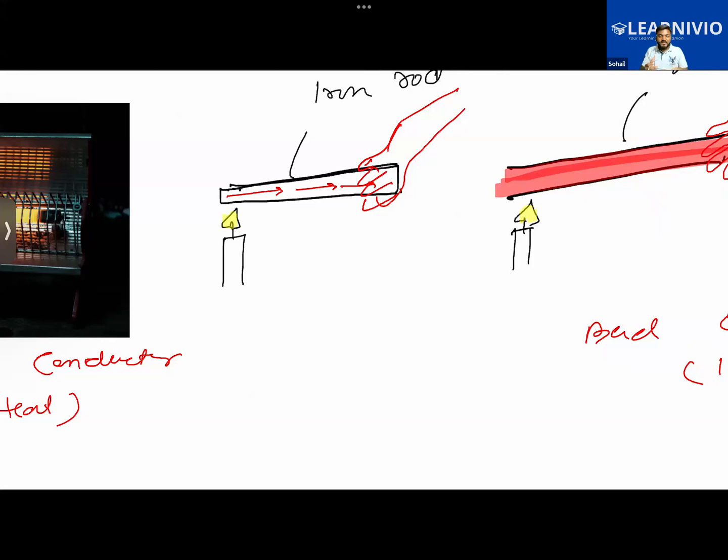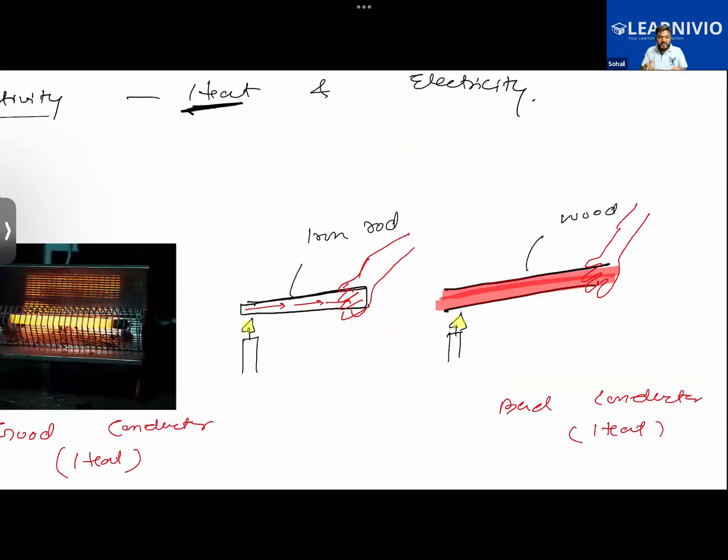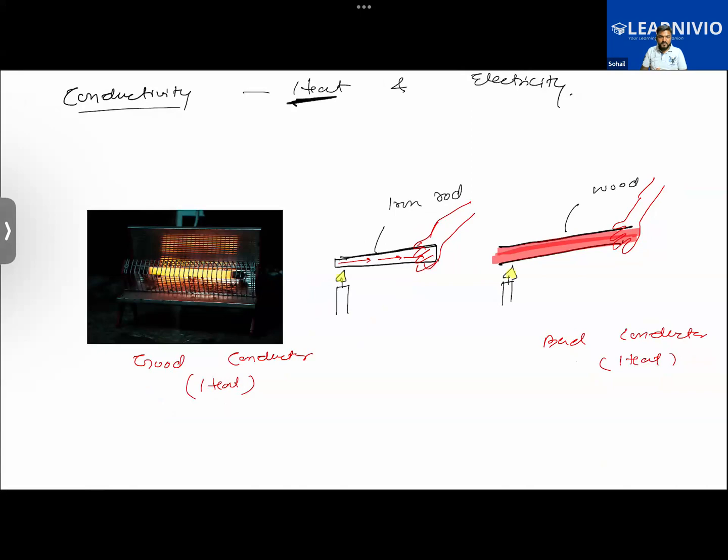Conduction, basically, the term conduction itself means to allow something to pass through it. That is what a conductor is. So it will allow the heat to pass from one end to another. That's why after some time the other end will become hot and your hand might get burnt, so you have to remove your hand from there.